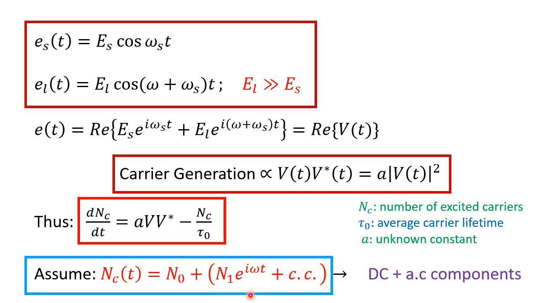Now let's be careful of the frequencies that we are using. Omega s was the frequency of the signal. Omega plus omega s is the frequency of the local oscillator. So this omega here is basically the difference frequency between the local oscillator and the signal, right? So this is precisely how I'm assuming the solution of this equation is. It's got a DC component and it has got an AC component.